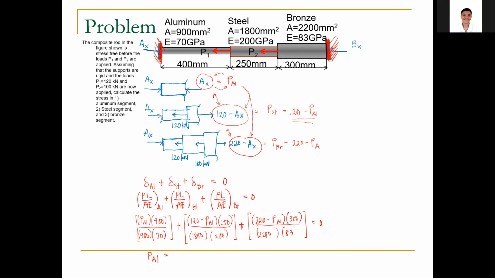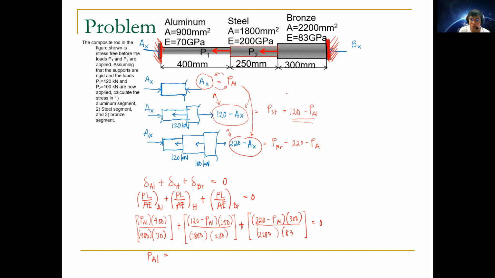Negative 110.87, sir. Negatives, yeah? Yes, sir, it should be negative. Negative, yeah? Yes, sir. Wait, let's correct our mistake. So this one should be negative.